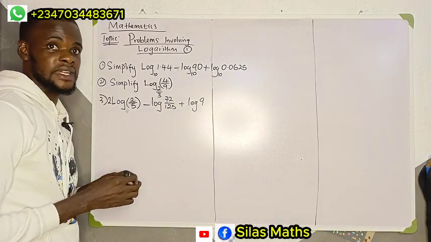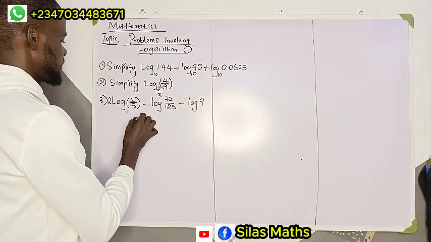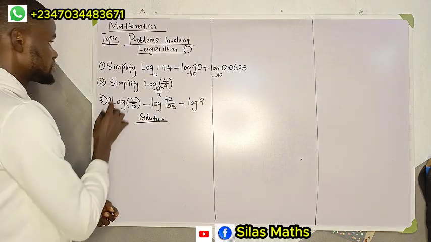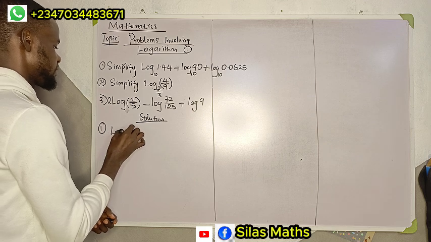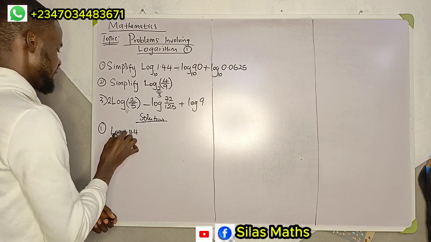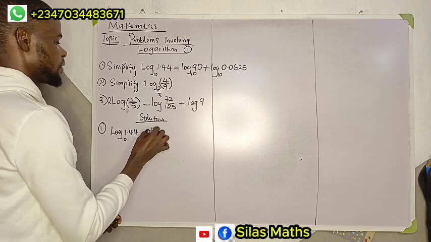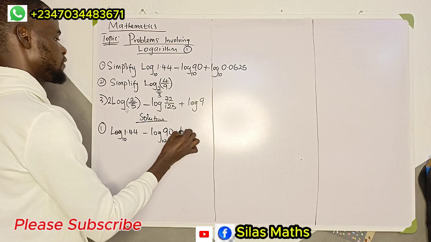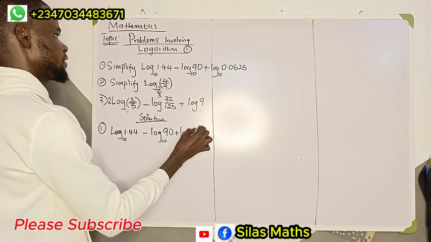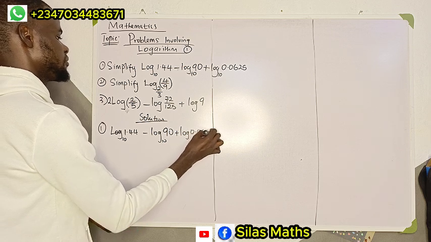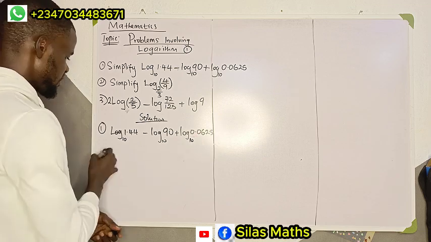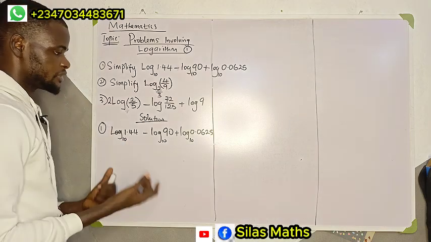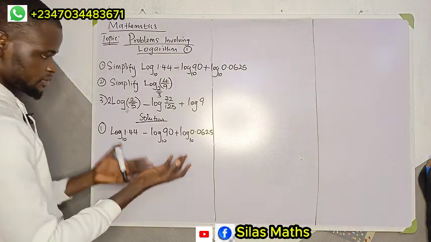So let's quickly jump into that. Okay, so we have this solution. I have number 1: log of 1.44 base 10 minus log 90 base 10 plus log of 0.0625 base 10. So we are going to apply the multiplication and division law, that is the addition and subtraction law.